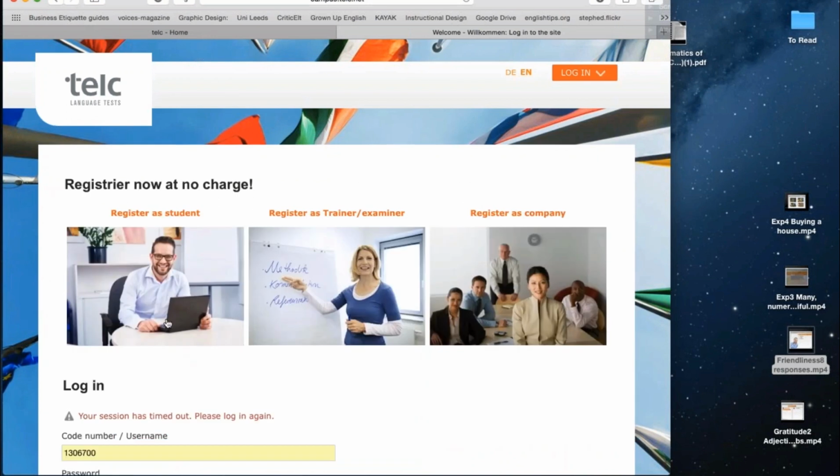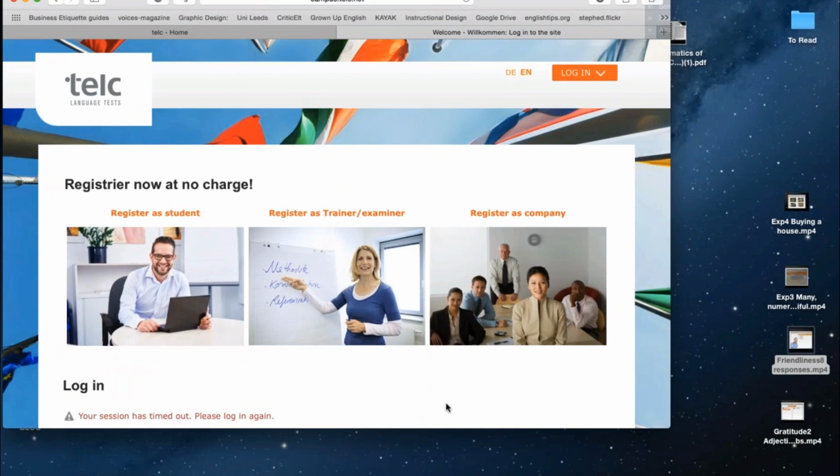So if I go in, it will bring me to my... If you are a TELC rater, you already have a code number, so you just have to log in with your code number. But for example, you can tell your students to register for free, and they can use all units. They have like 300 modules to practice English.